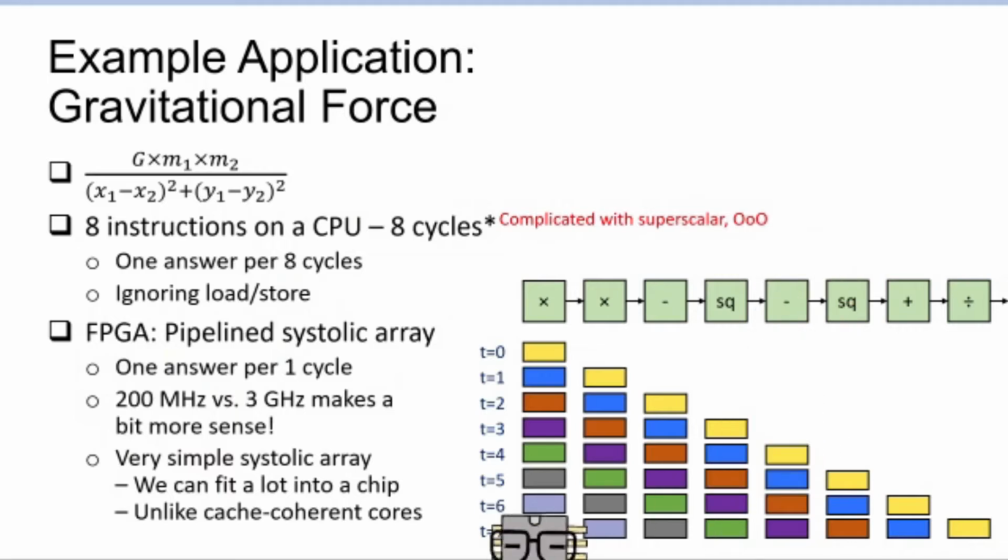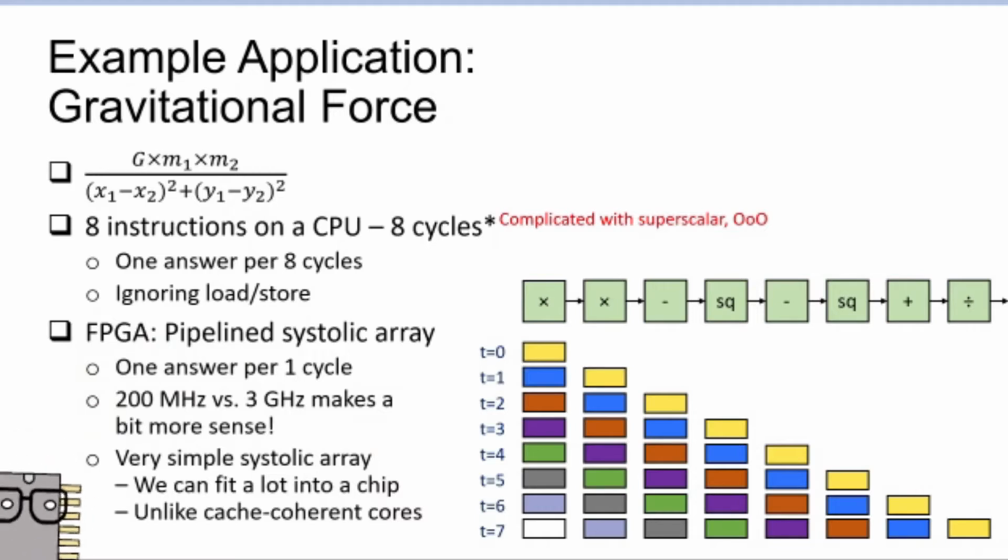So that once the pipeline fills up, at any given time, we're going to have 1, 2, 3, 4, 5, 6, 7, 8 operations working in the pipeline. So with this design, we can get one answer per 1 cycle. And this is how something like a 200 megahertz FPGA can actually compete in performance with a 3 gigahertz processor. On top of that, this is a pretty simple systolic array. We can fit a lot of these into a chip, unlike cache coherent cores.